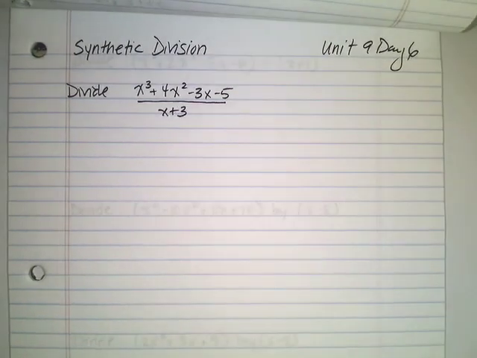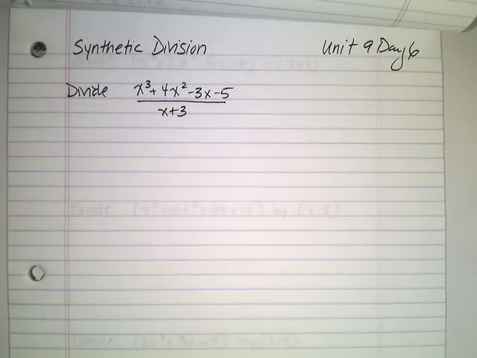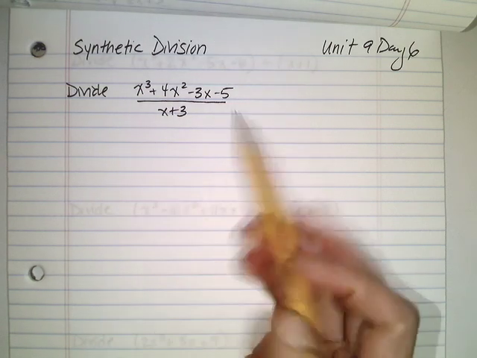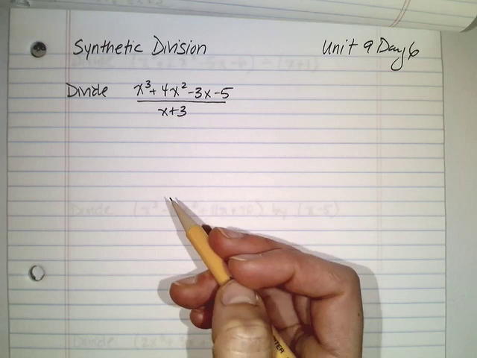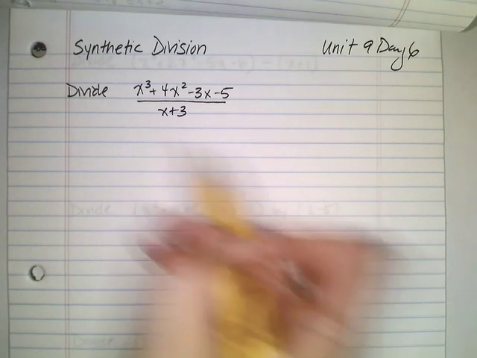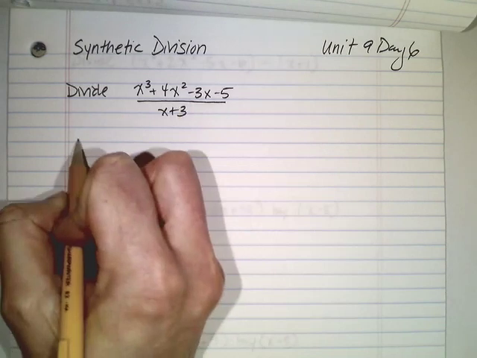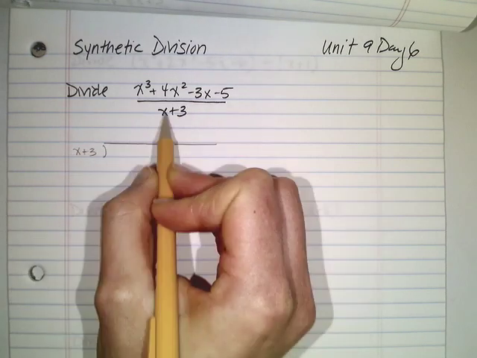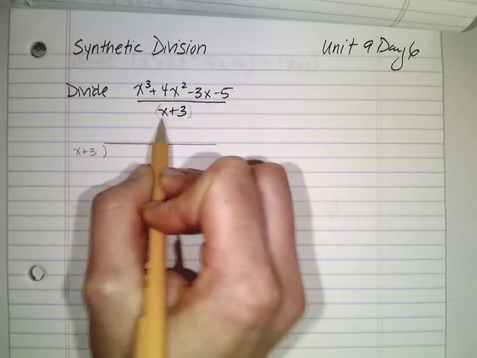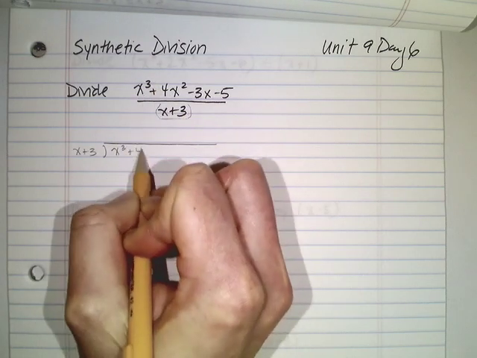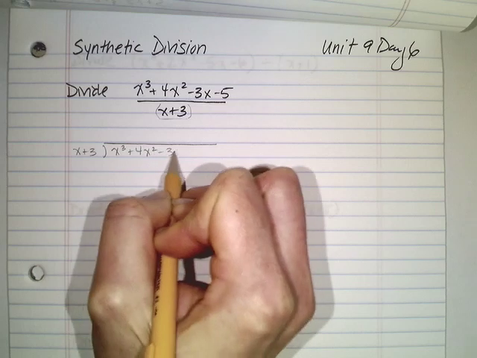Today we're going to do synthetic division, and so we're on day 6 of Unit 9. This should look very familiar, right, when we divide through. And let's quickly just review what we did last time, which is polynomial long division. So if we have x plus 3, and we're checking to see if x plus 3 is a factor of x to the third plus 4x squared minus 3x minus 5.